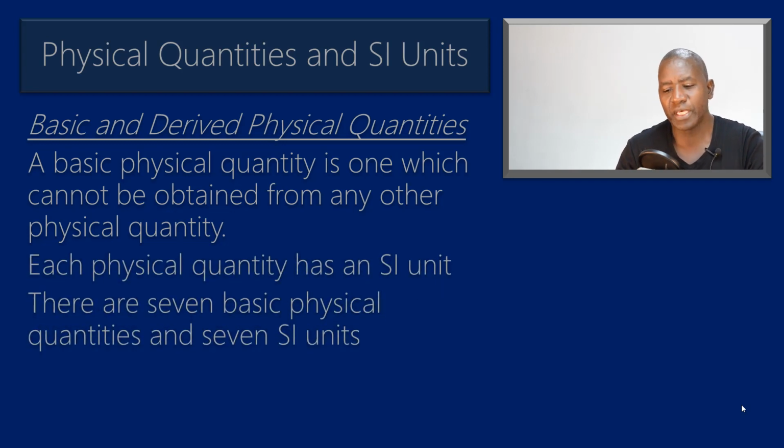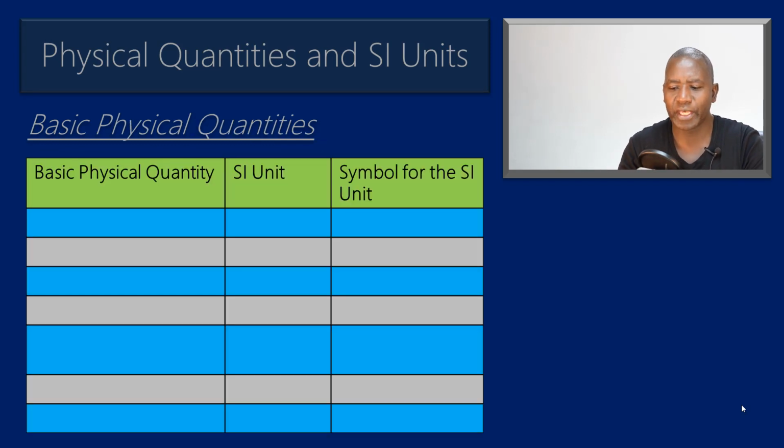Now, each physical quantity has an SI unit. There are 7 basic physical quantities, and this means there are 7 SI base units. So let's start by looking at these 7 basic physical quantities, the SI unit of each one of them, and the symbol used for the SI unit. And we're going to start with length.